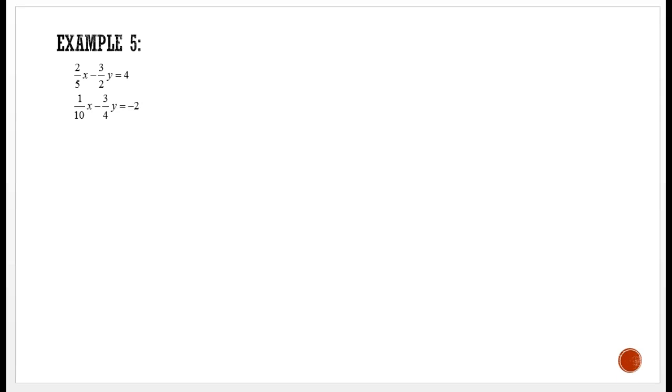Last example. Oh, look, we got fractions. So let's get rid of our fractions. That's the first thing we want to do before we dive into elimination. To get rid of your fractions, I would recommend we multiply through by our least common multiple. What's the least common multiple between 5 and 2? That would be 10. So when I multiply through by that, it gives me 20 over 5, which is 4x, and then 30 over 2, which is 15y equals 40.